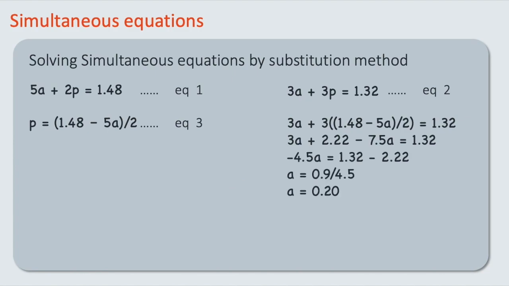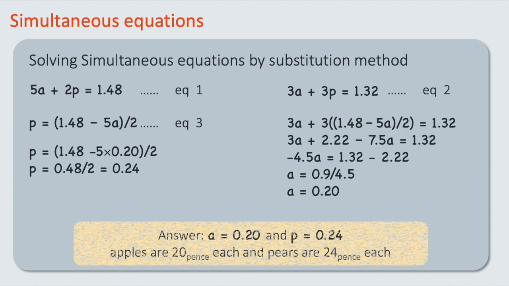We can now solve equation 2 by making a the subject, as shown, and this gives us a value for a, which is 0.2. Now that we know the value of a, we can use this to solve for p. Let's substitute in for a in equation 3, as shown, which gives us p = 0.24. So, the answer is apples are 20 pence each and pears cost 24 pence each. You can check your answer by putting these values into equations 1 and 2.